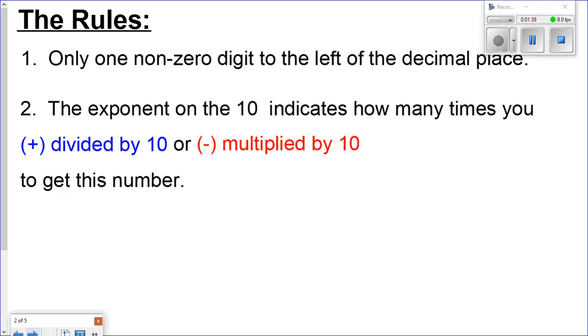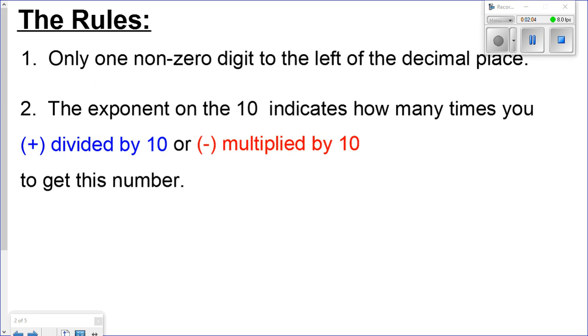So, the rules. I just explained them basically, but let's put that again. You want to have one non-zero digit to the left of the decimal place. So 0.50 is not allowed. It has to be changed into 5.0. And if you've got 123, you have to put the decimal after the 1, so you get 1.23. So that's what we want there.